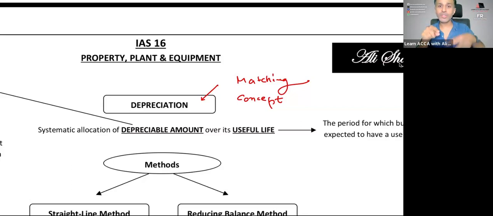Benefits are not just for 1 year. Benefits will be for the next 5 years. So how can I match the cost with all those 5 years of benefits I can expect to get out of this asset as a result of depreciation?